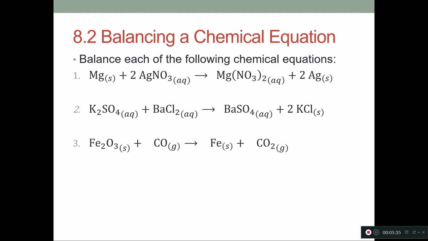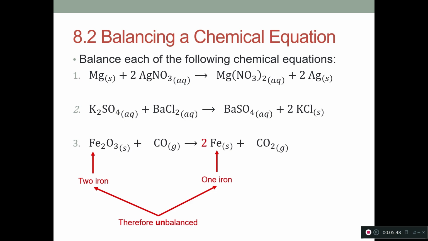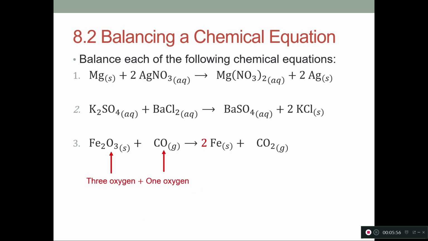If we look at the next one, we see we have this iron(III) oxide plus carbon monoxide becoming iron and carbon dioxide. So we have 2 iron here and 1 iron here. Those are unbalanced. We put a 2 in front of that iron there, and that will make it so that these are now balanced. We have 3 plus 1 oxygen here, so 4 oxygen total, and 2 oxygen here. So those are unbalanced. We put a 2 in front of that carbon dioxide in the products, so that now we have 4 oxygens in the reactants and 4 in the products.